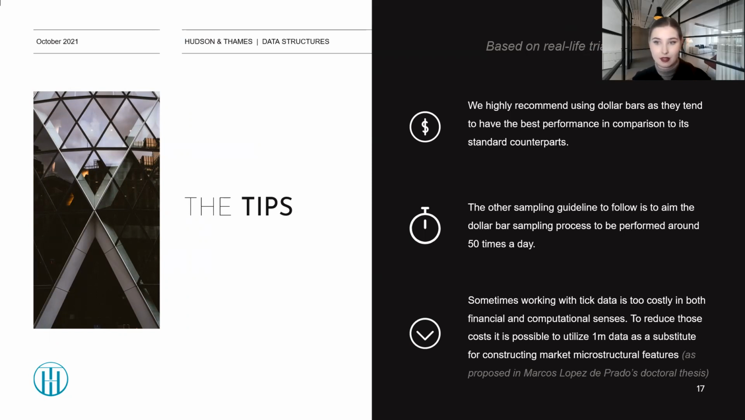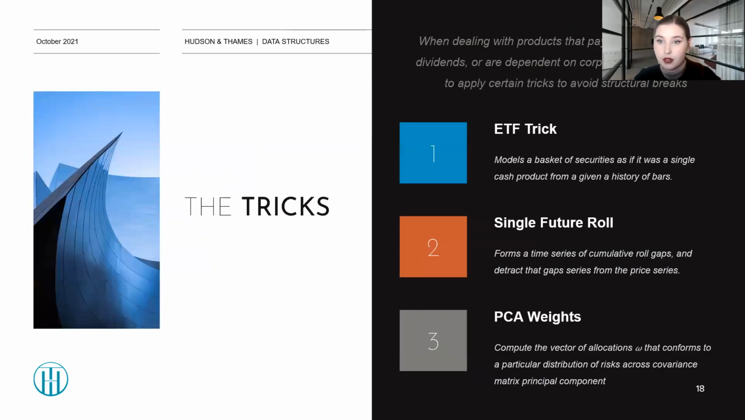And also the last but not least tip, proposed by Marcos Lopez de Prado in his doctoral thesis, is that sometimes working with tick data is too costly in both financial and computational senses. So to reduce those costs, it is possible to utilize the 1-minute data as a substitute for constructing market microstructural features in different data bars. And what's even more important, in his doctoral thesis, Marcos Lopez de Prado claims that it exhibits even better statistical properties than the microstructural features, hence data bars, created from the tick data. So it's a very interesting concept to test out, and I would highly recommend you to try out these ticks in your own research. Moving on to the tricks.